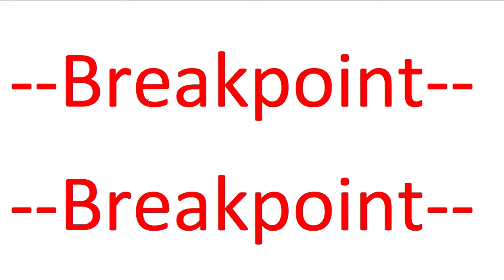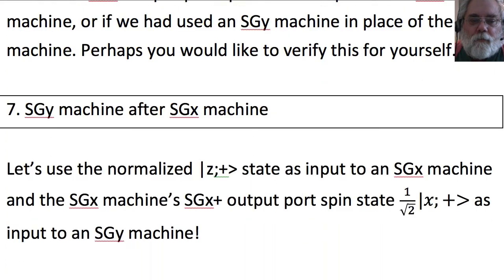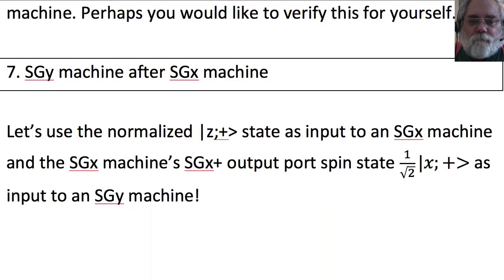This is a possible time to take a break. Experiment 7. Let's use the normalized Z plus state as input to an SGX machine, and the SGX machine's SGX plus output port spin state, which we already know is 1 over square root of 2 X plus. Let's use that as input to an SGY machine.